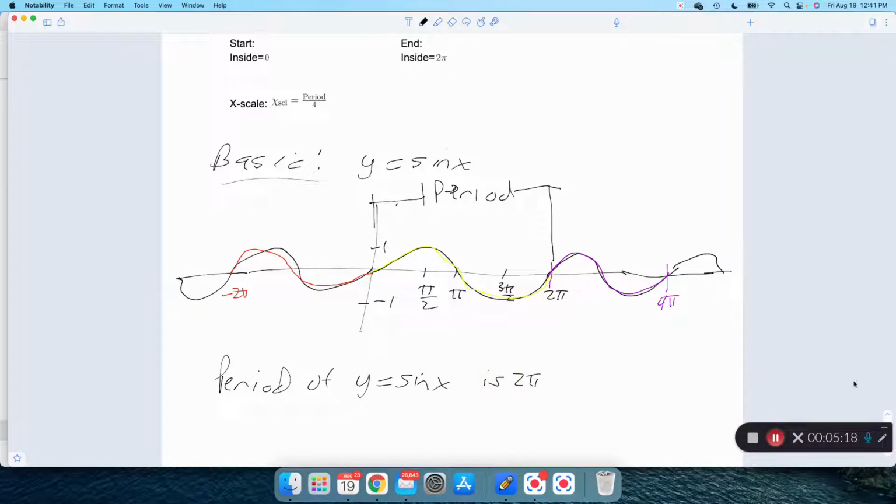We're always going to be doing these in radians. If we were to do it in degrees, the period would be 360 degrees, one complete circle. But we'll always do it in radians.